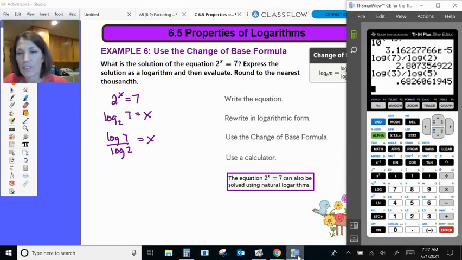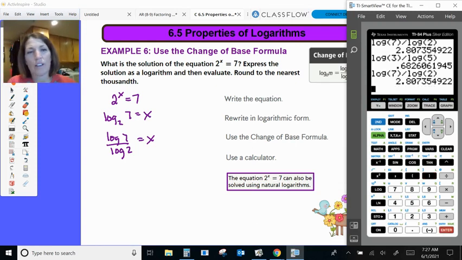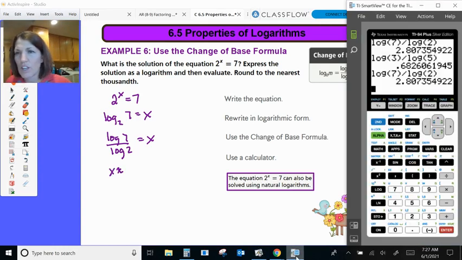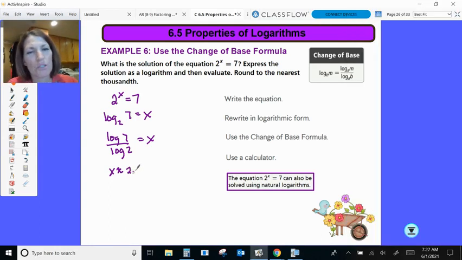Okay, so log of 7 divided by log of 2. That's going to give me about 2.807. Okay.